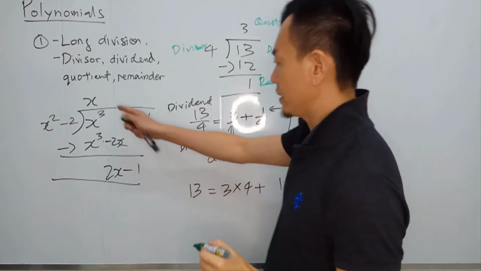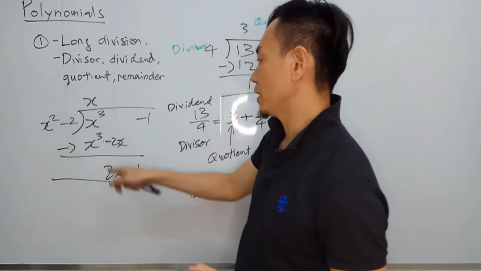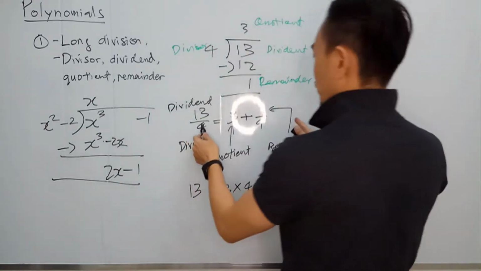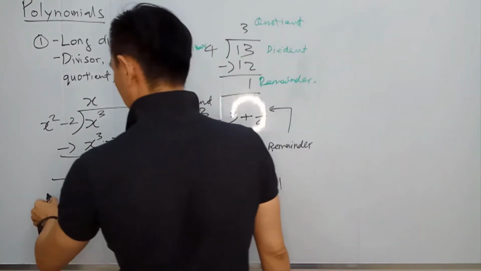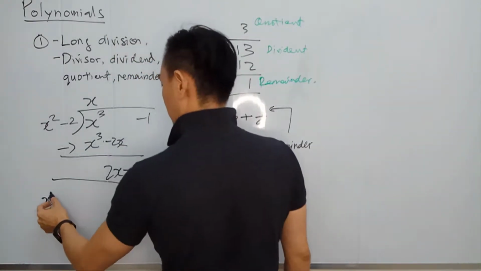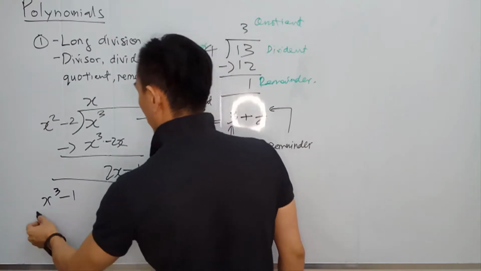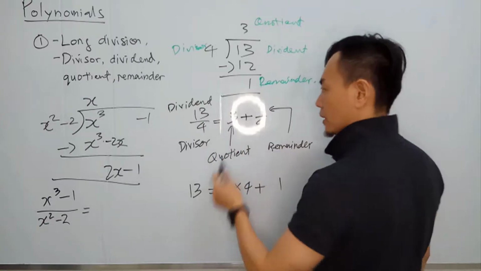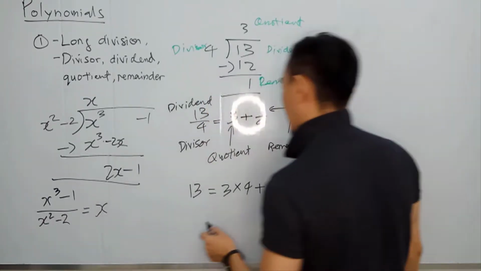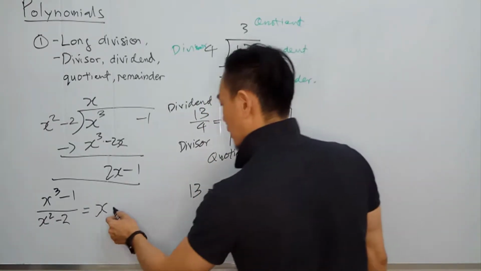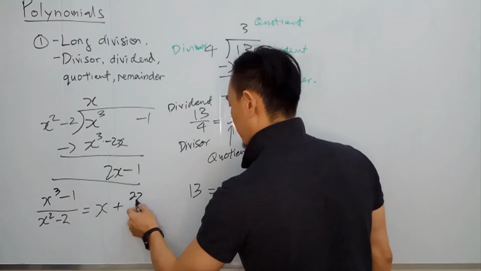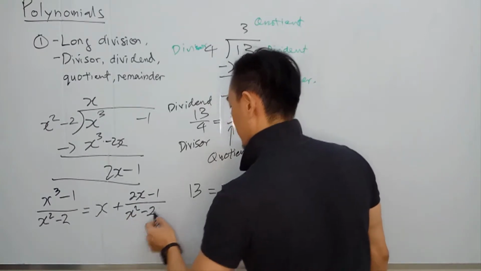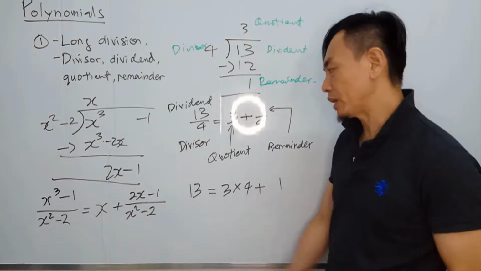So likewise, this is the dividend, the divisor, the quotient, and the remainder. And we can say that, okay, we put it this way. We say that the division of x cubed minus 1 over x squared minus 2 is equal to the quotient, which is x, plus the remainder divided by the divisor. Okay, so that's one way to write it.